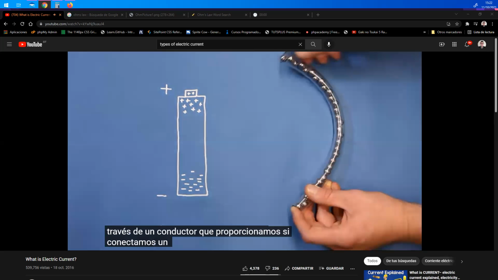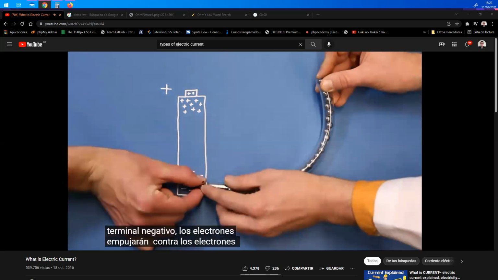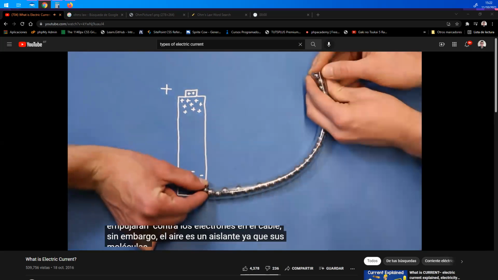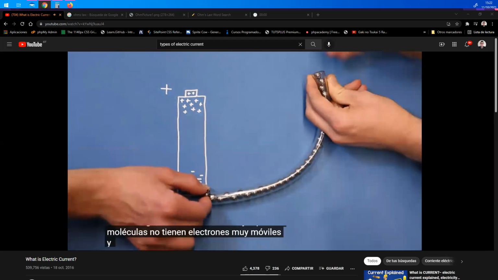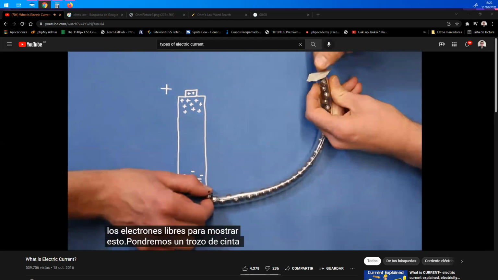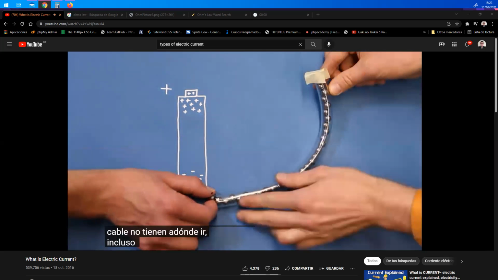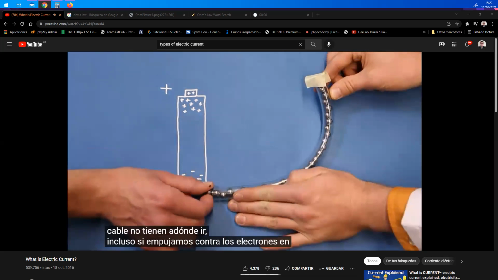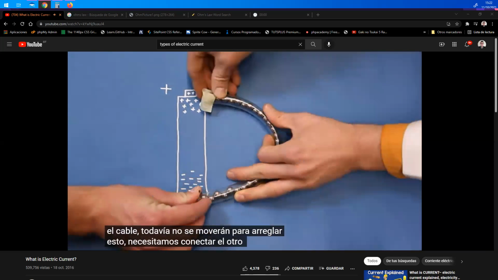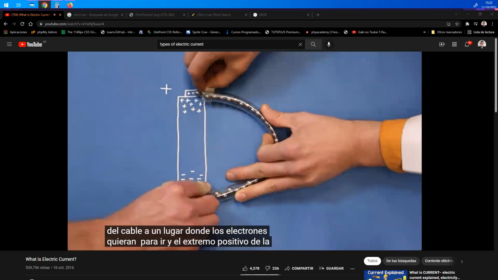If we connect a piece of wire to the negative terminal, the electrons will push against the electrons in the wire. However, air is an insulator as its molecules do not have very mobile electrons, and it won't readily accept the free electrons. To show this, we'll put a piece of tape at the end of the tube. Now, the electrons at the end of the wire have nowhere to go. Even if we push against the electrons in the wire, they still won't budge. To fix this, we need to connect the other end of the wire to a place where the electrons want to go, and the positive end of the battery will happily accept the electrons.